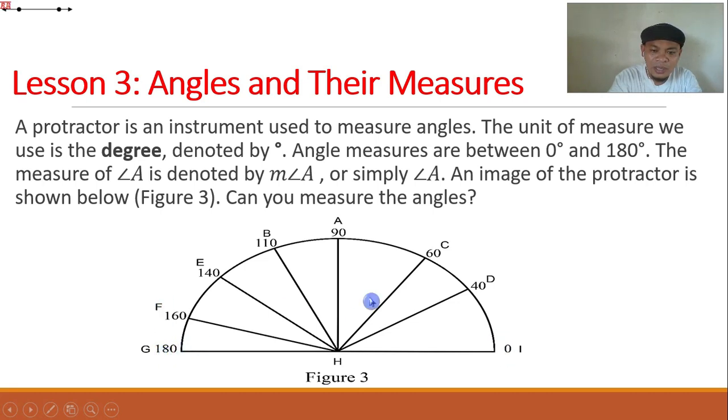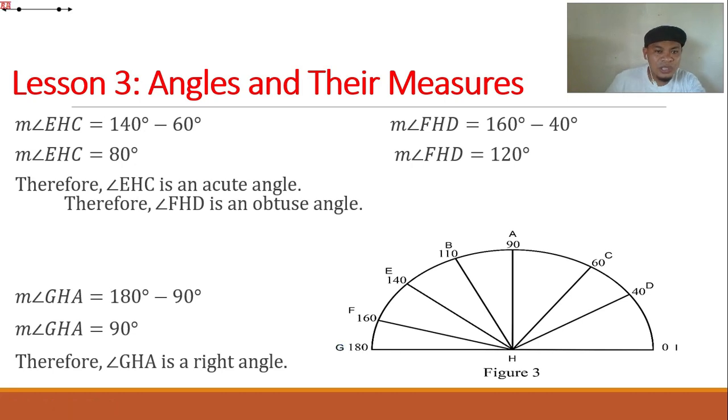Di ba? Okay. So we have here ray HD, ray HC, ray HA, ray HB, ray HE, ray HF, and ray HG. We have ray HI. Okay, so H is our common vertex.